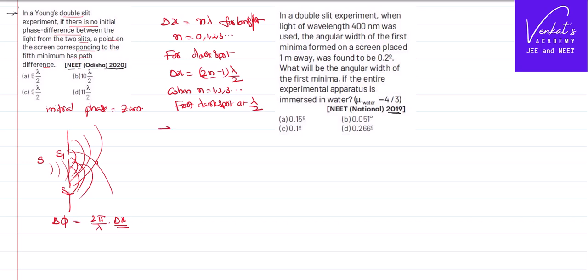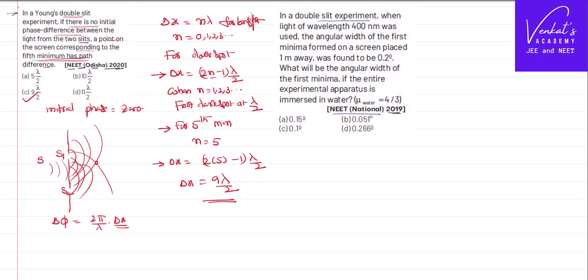In the problem, fifth dark spot corresponds to fifth minimum, that is fifth dark spot. For fifth minimum, n equal to 5 in this condition. That implies delta x equal to 2 times of 5 minus 1 of lambda by 2. That is 9 lambda by 2. So for a path difference of 9 lambda by 2, there will be a fifth dark spot. That's how we solve that first problem. Let us solve the second problem.